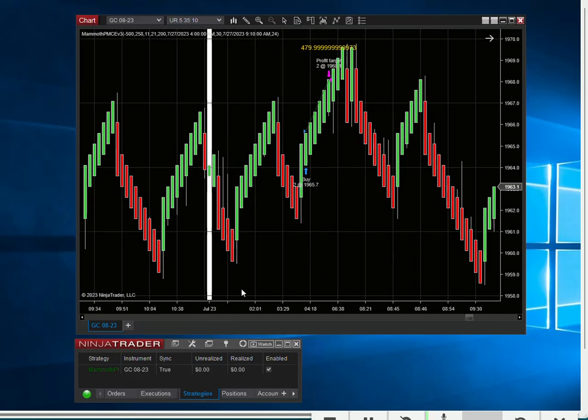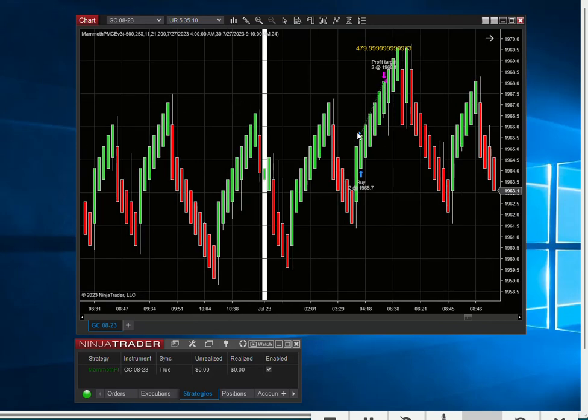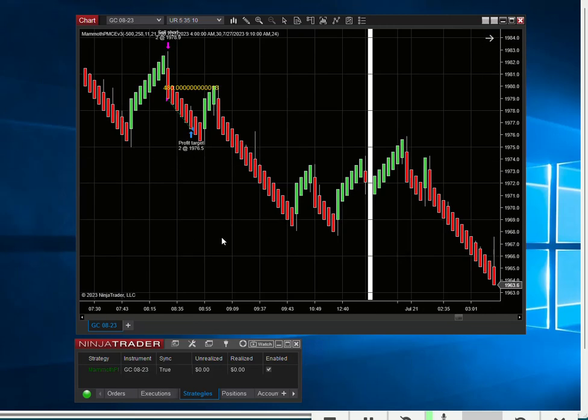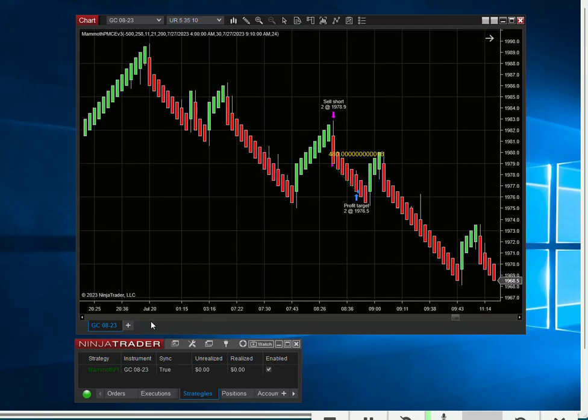This is the 23rd, a winner. Entry here and target here. 21st, no trade. 20th, we had a winner trade.